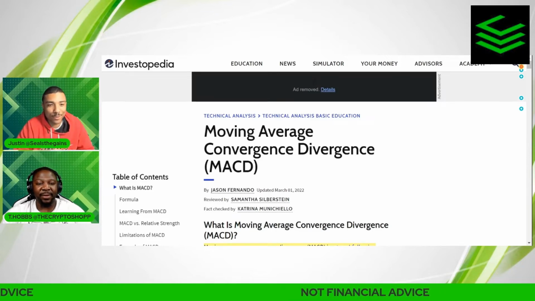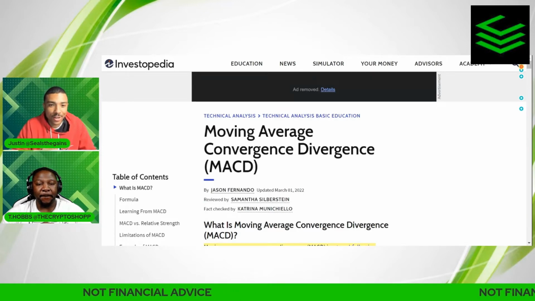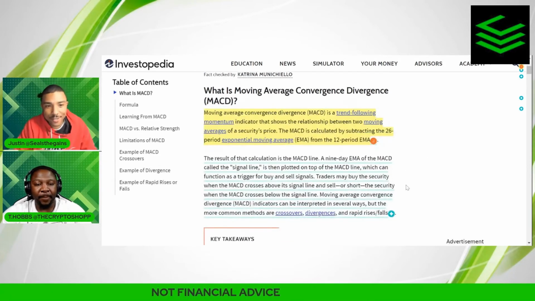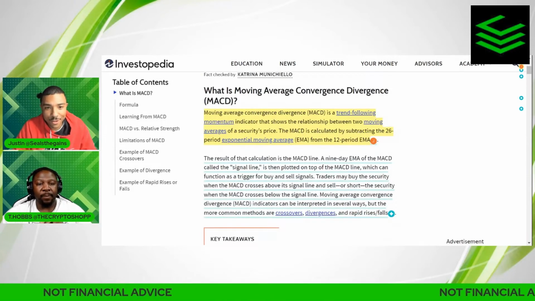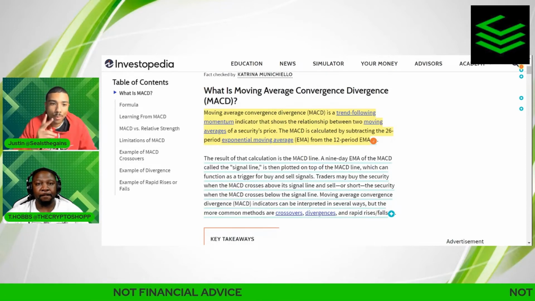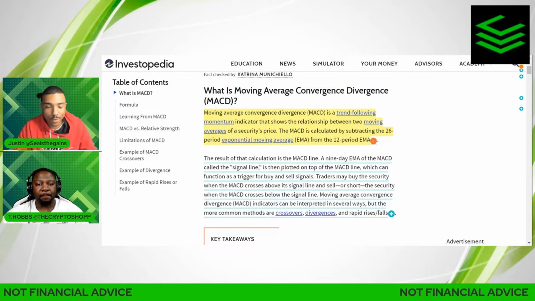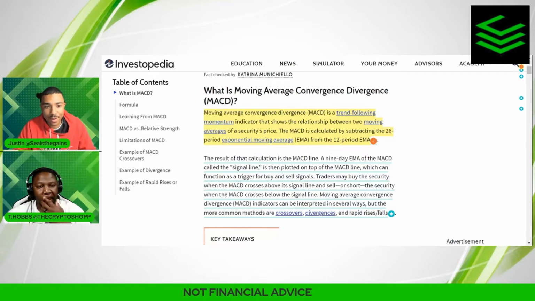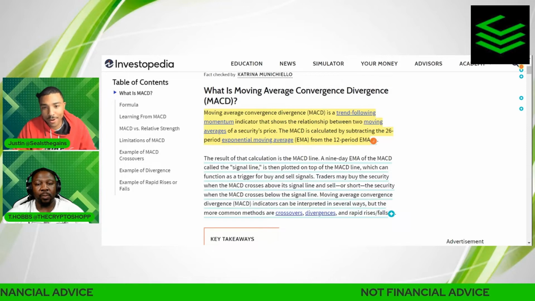Okay, thanks so much for throwing it this way. So like T-Hobbs said, we're looking at the moving average convergence divergence, aka the MACD. So let's look at the definition really fast on Investopedia. The definition is: the moving average convergence divergence, MACD, is a trend following momentum indicator that shows the relationship between two moving averages of a security's price or crypto's price. The MACD is calculated by subtracting the 26-period exponential moving average, aka the EMA, from the 12-period EMA.